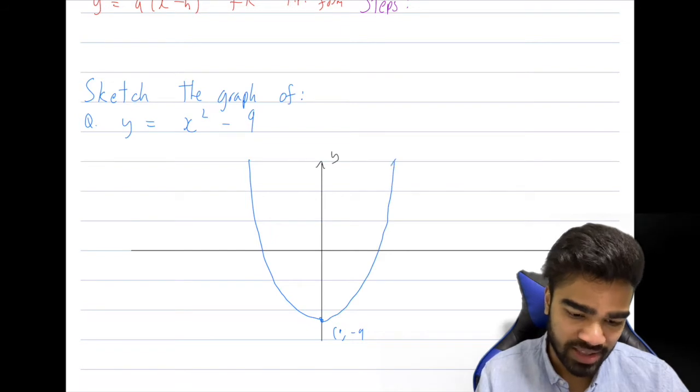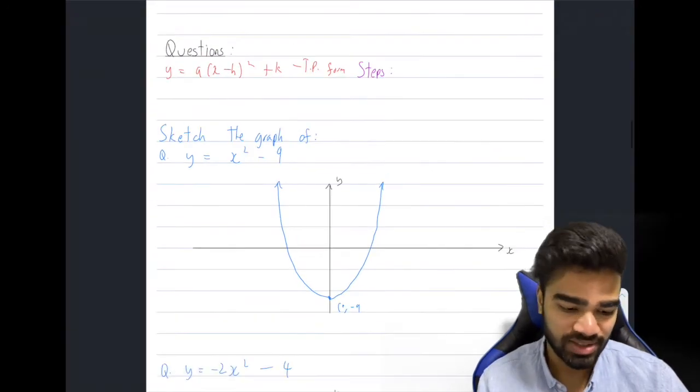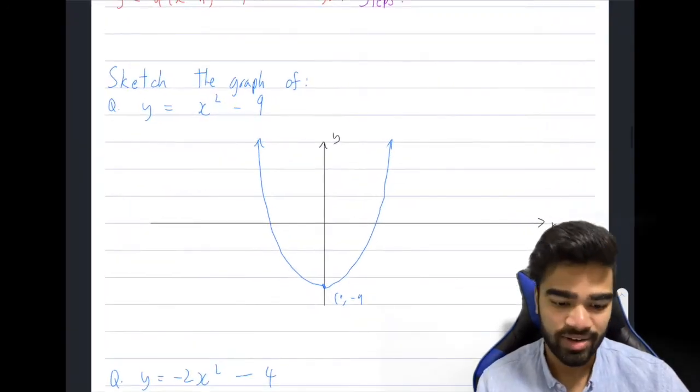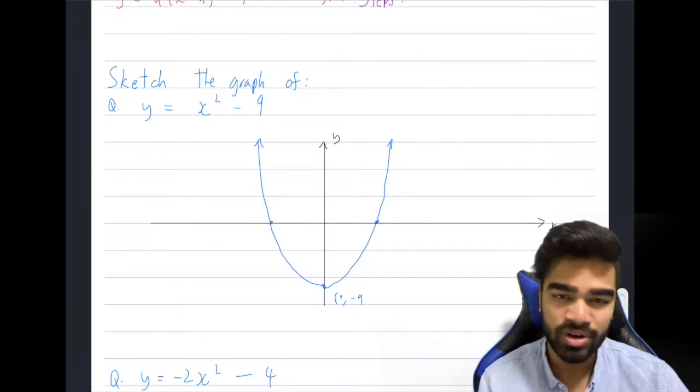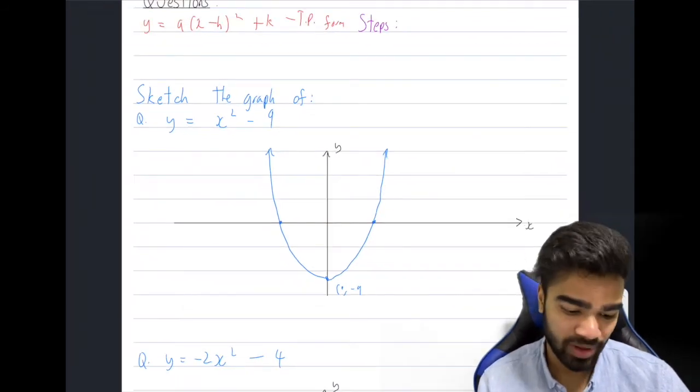Again, try to make it as symmetrical as you can. It has to be nice and smooth. So that's basically the graph. Now, you can find x-intercepts if you wanted, but I'm not asking you to find them just yet. We're going to do that soon.